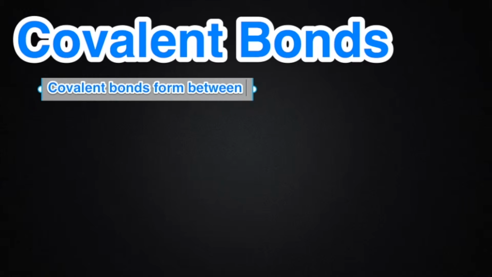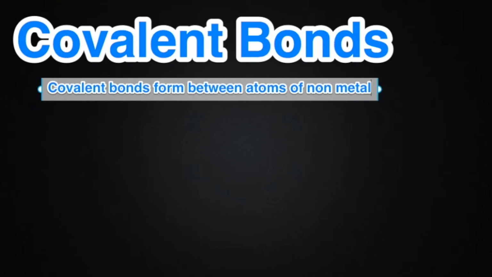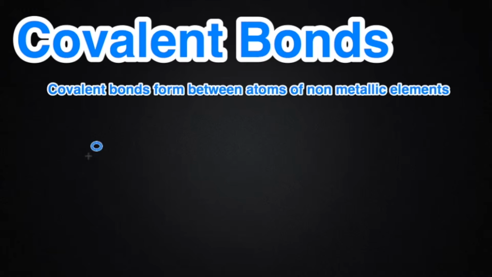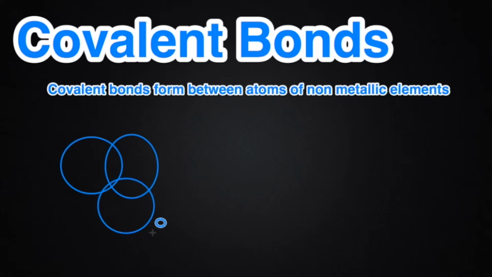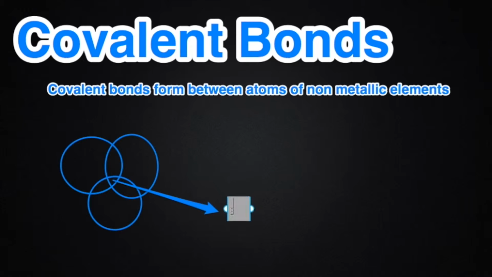Other than ionic bonding, there's also covalent bonding. Covalent bonds form between atoms of nonmetallic elements. In a covalent bond, the octet rule is satisfied by atoms sharing electrons so that each can have a full outer valence shell, which means they bond so that their outer shells overlap so that they share the same valence electron and have full outer shells.